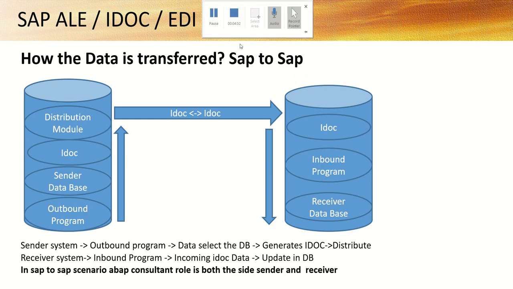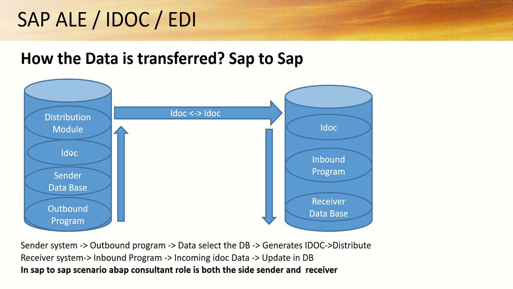So how is data transferred from an SAP to an SAP system? Let's understand with a little diagram. Here, this is my sender side and this is my receiver side. First I'm explaining SAP to SAP. In the sender system, we have the outbound program. The outbound program fetches the data from the database of the sender system, and the data is generated in the IDoc.